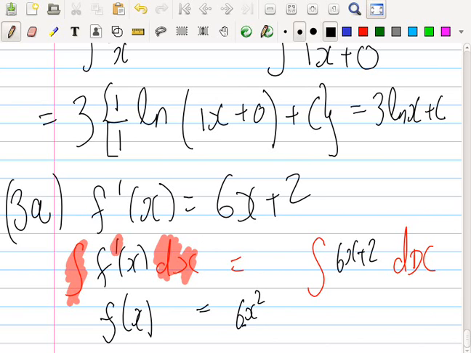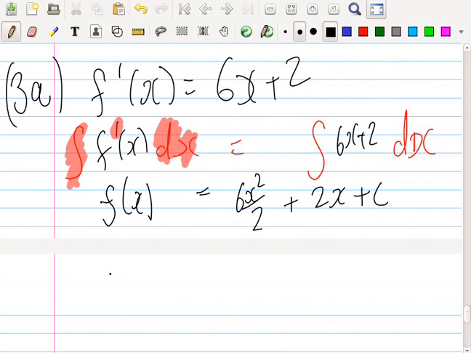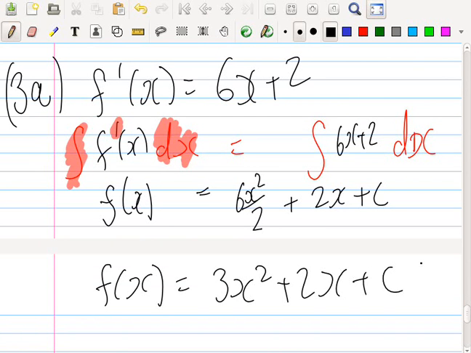Now, what do I get on the right? 6x squared over 2 plus 2x plus c. Do I have to put the c? Yep, you will lose 1 mark if you don't. So you get f(x) equals 3x squared plus 2x plus c.